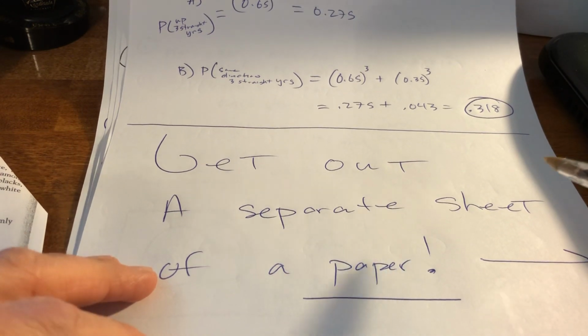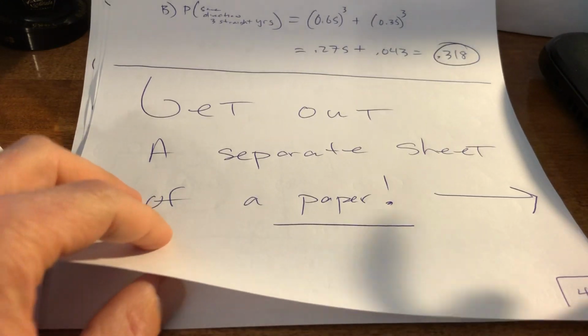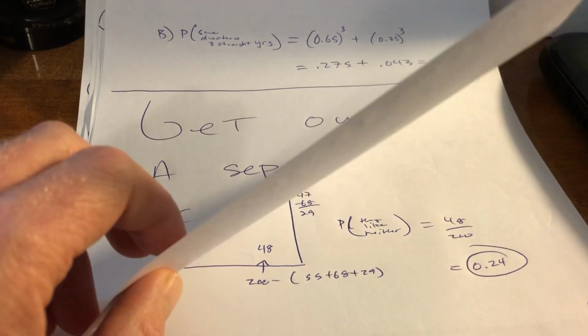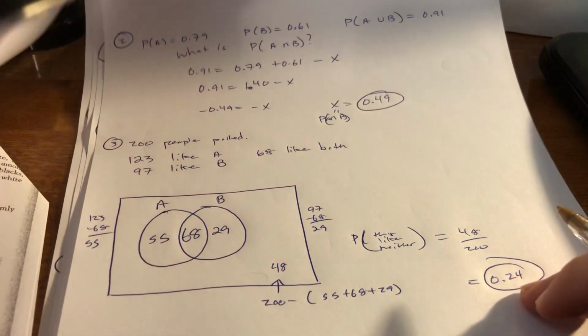Anyway, I really want to see who is actually trying to do all they can to do the best in this class. So get out a separate sheet of paper. Get out a separate sheet of paper. We have done this before. A separate sheet of paper with your name on it.